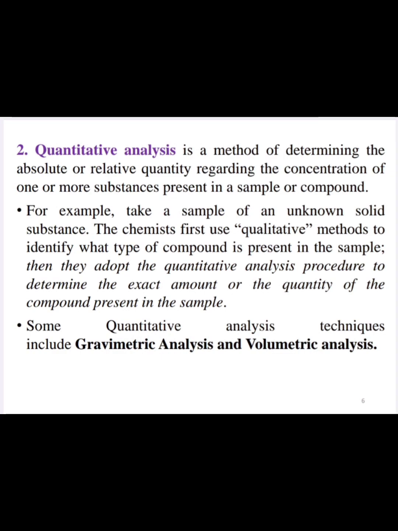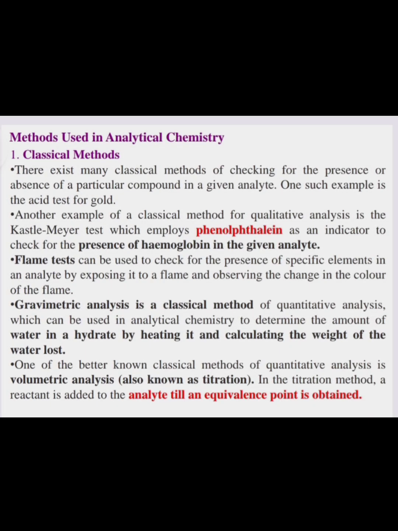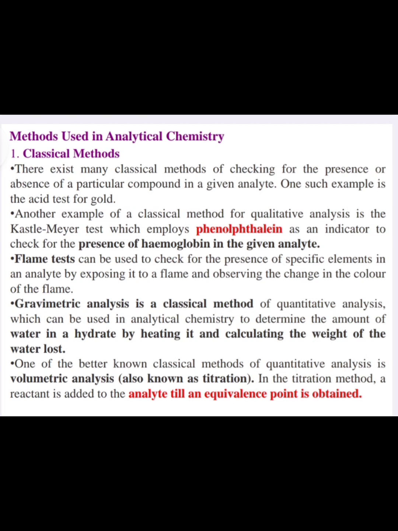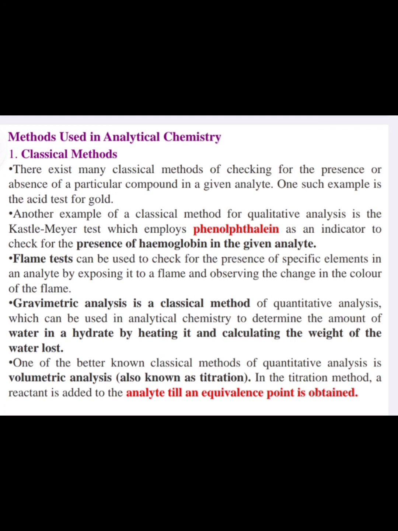Now we will move on to methods. Methods used in analytical chemistry. The first one is classical methods. There exist many classical methods of checking for the presence or absence of particular compounds in a given analyte. One such example is the acid test for gold. Another example of a classical method for qualitative analysis is Castle-Meyer's test, which employs phenolphthalein as an indicator to check for the presence of hemoglobin in the given sample.